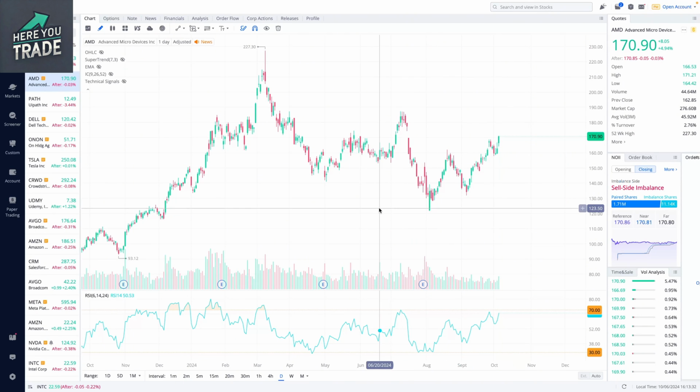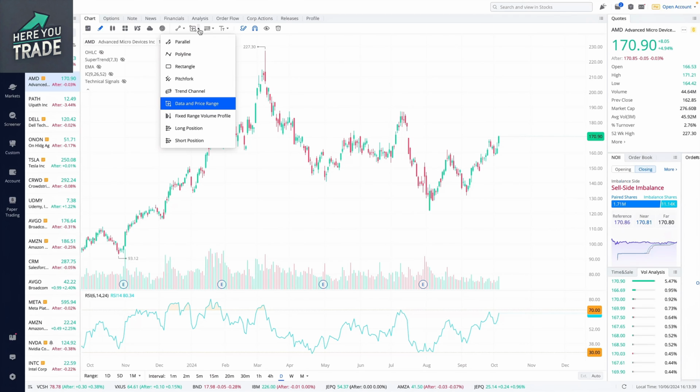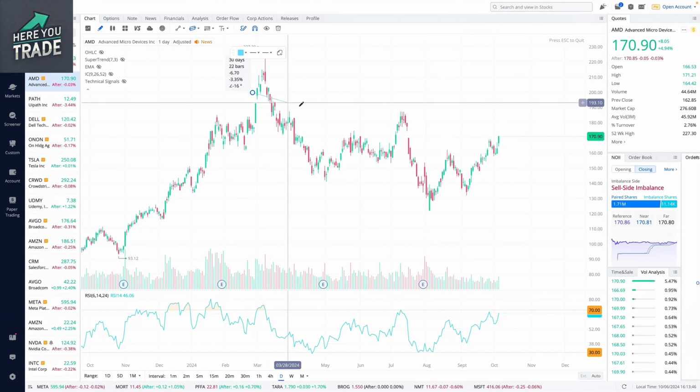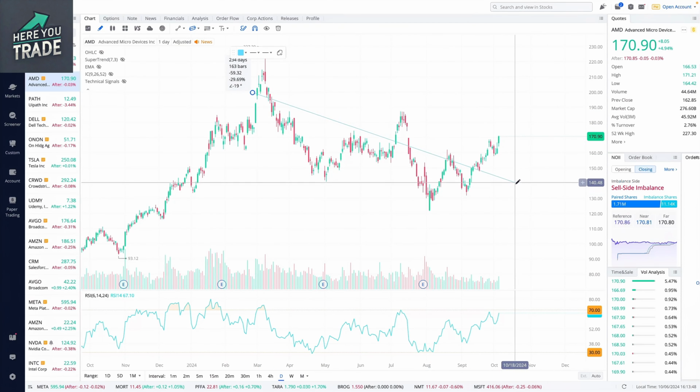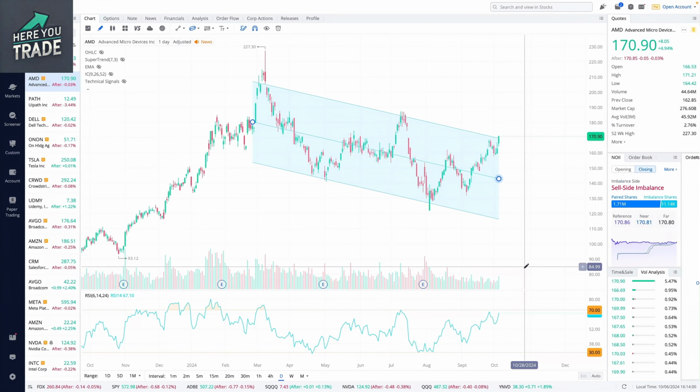So in Webull, if you want to draw a channel pattern automatically, you can go to this option and then you have trend channel. And all you need to do is just click on the start point and then the end point of your channel, and the system will draw a channel for you. This channel could be an uptrend channel or a downtrend channel or horizontal channel. It depends on the chart and the trend.